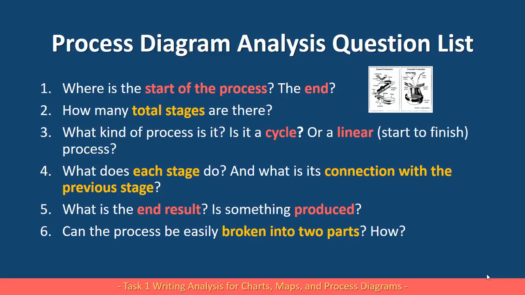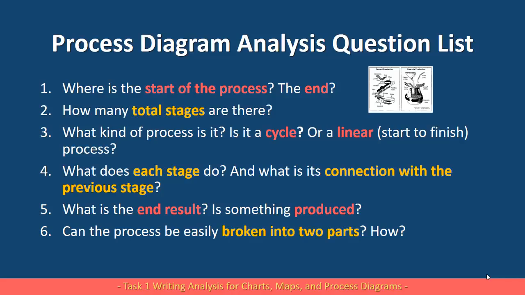Process diagram analysis question list. Number 1, where is the start of the process? And where's the end? Number 2, how many total stages are there? Number 3, what kind of process is it? Is it a cycle or a linear process? Linear means start to finish. So a cycle, the beginning and the end are basically the same. It just continues on and on and on. And a linear has a beginning and then has an end.